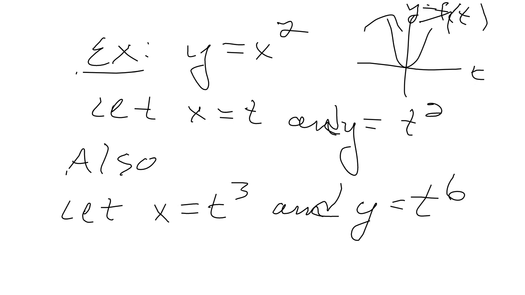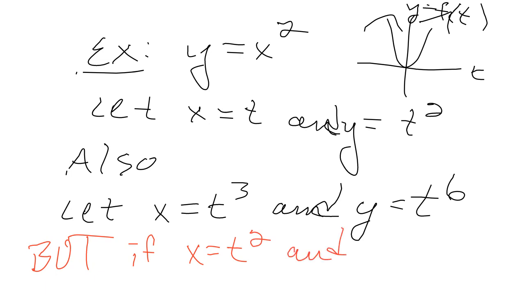But what can't it be? I'm going to use red. Red is bad, right? So I'm going to put but. If x equals t squared and y equals, what would y equal? T to the 4th, because t squared squared is t to the 4th, right? Are you going to have that same equation, same plane curve?